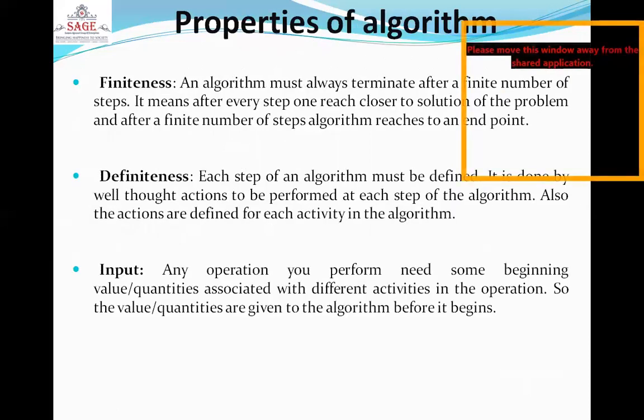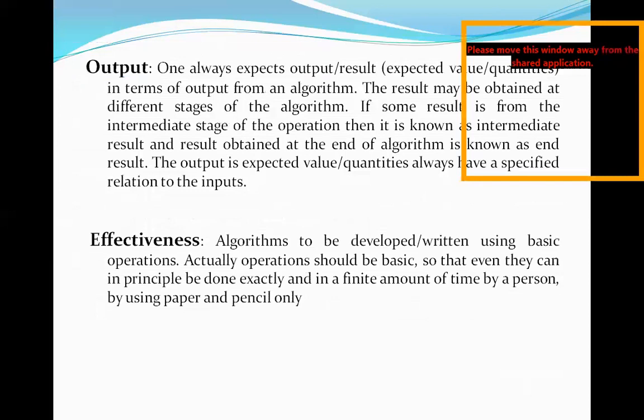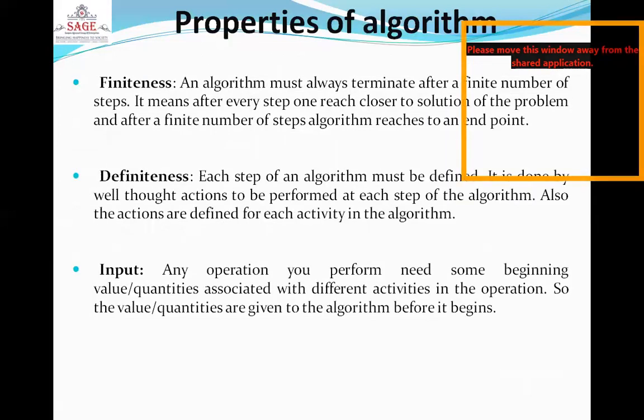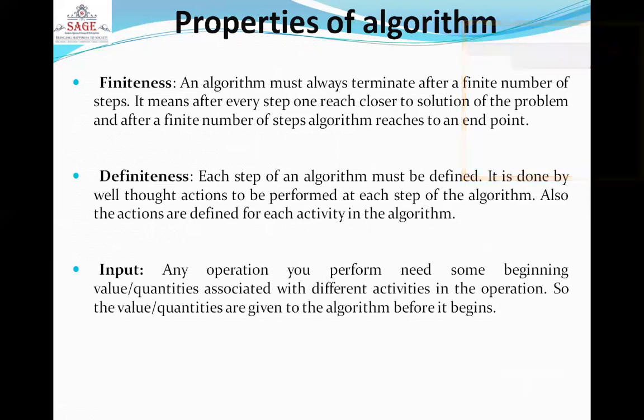These are some properties of an algorithm: finiteness, definiteness, input, output, and effectiveness. In finiteness, an algorithm must always terminate after a finite number of steps. It means after every step, one reaches closer to the solution of the problem. And after a finite number of steps, the algorithm reaches an endpoint.